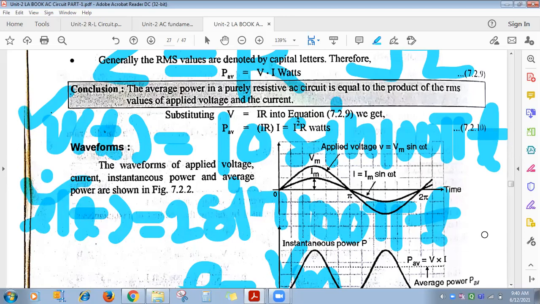What is the formula we have learned for power consumed? V into I. Which one V and which one I? Peak or RMS? RMS. Very good. So average power is VRMS into IRMS.